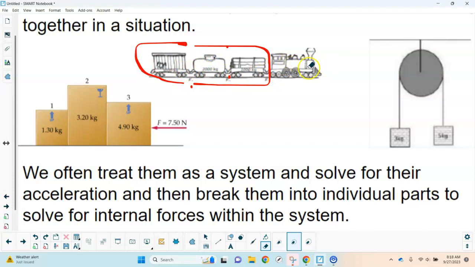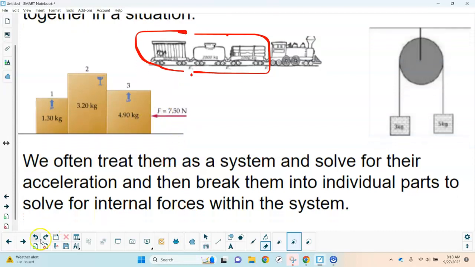So this train pulling would be the force that's acting on these three cars together, which is our system. But once we get that acceleration, we're going to be able to solve for the individual forces of these coupled cars that are pulling on each other. Same idea here: what are the forces of these boxes pushing on each other? So we simplify it down to one big object, and then we separate it into its pieces.